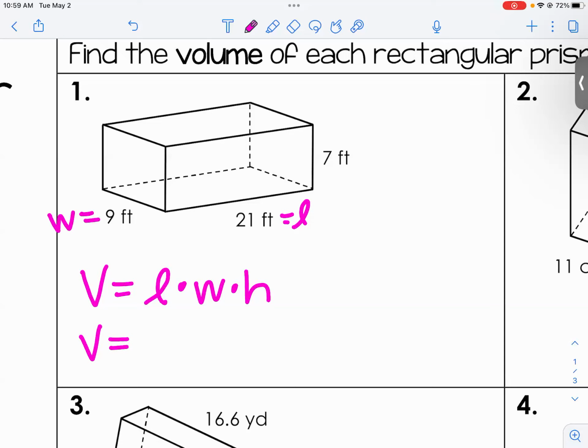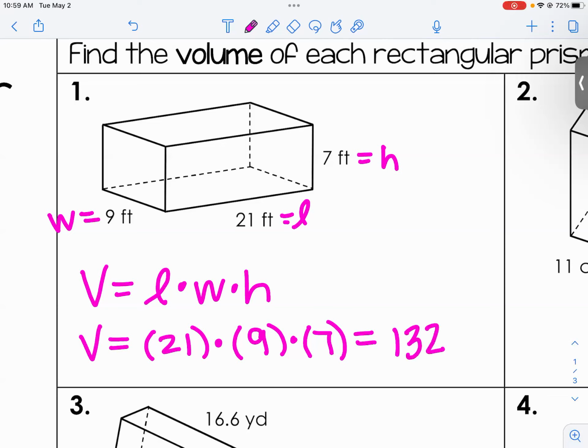Braylia, which one's the height? So our volume is 21 times 9 times 7. In your calculator, can you take 21 times 9 times 7? 1,323 feet. It is not feet. It is feet squared. Nope.